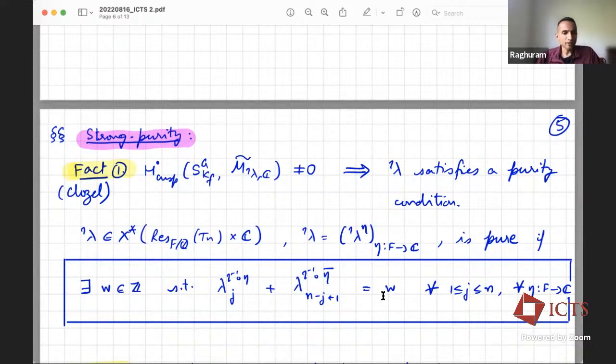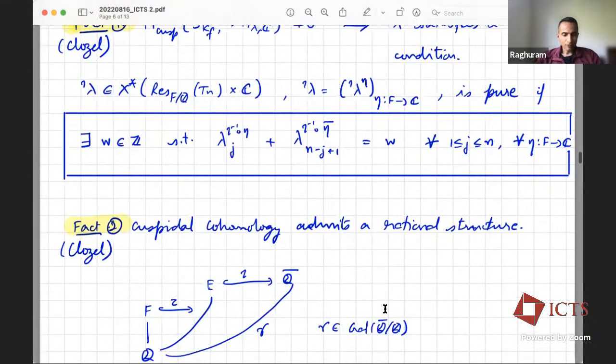So what's happening? Let's just pause for a second. This j and n minus j plus 1 is like taking a weight and hitting it by the Weyl group element of longest length. So I'm working with, so to speak, the dual weight. And there's an η and an η bar. So this is a kind of polarization condition on the coefficient system; it's essentially conjugate dual. The components at η and η bar have to add up to this constant after one of them is hit by this Weyl group element. So that's purity. It's a certain polarization condition that a weight has to satisfy for that weight to support cusp forms, with cohomology with respect to that weight.